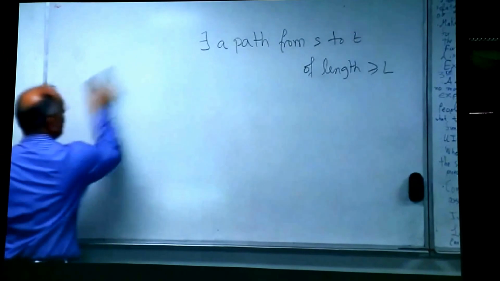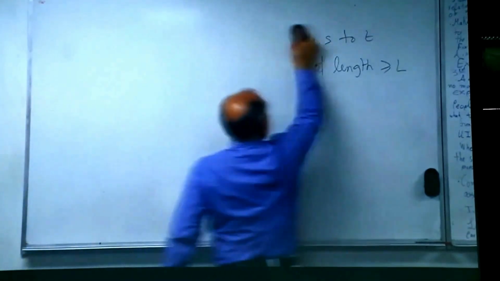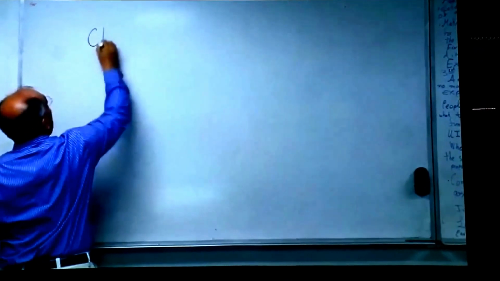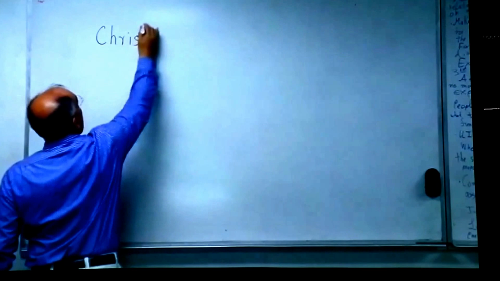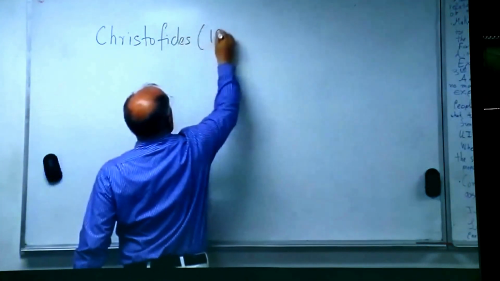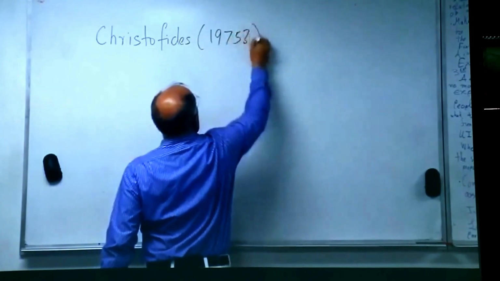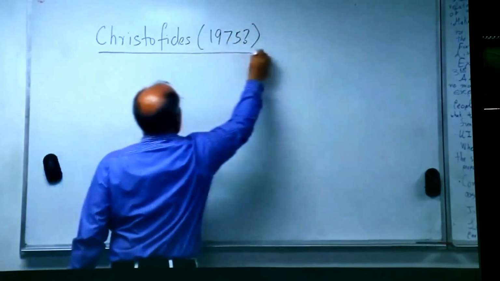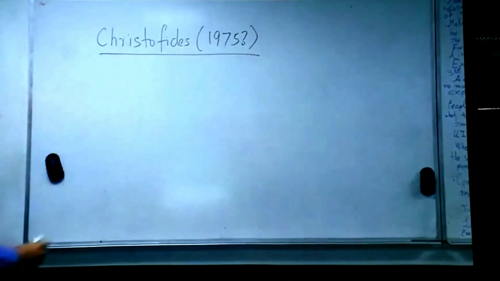So in the traveling salesman problem, I want to show you exactly how to obtain this factor 1.5 or 3 over 2 that I mentioned. This is an old algorithm due to Christofides from the mid-70s. I don't remember the exact year, but maybe around 1975. Now, the idea behind this algorithm is the following.